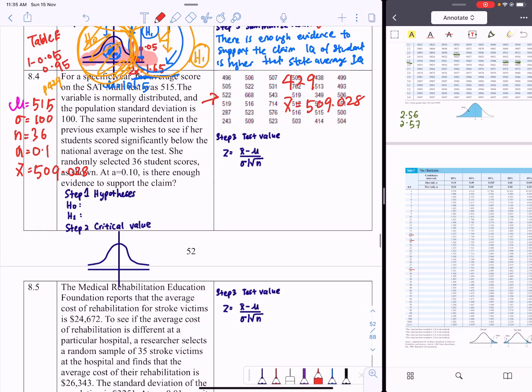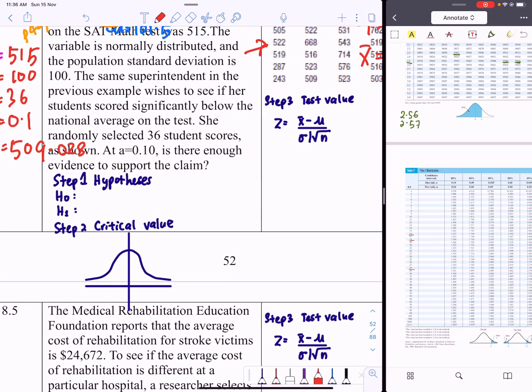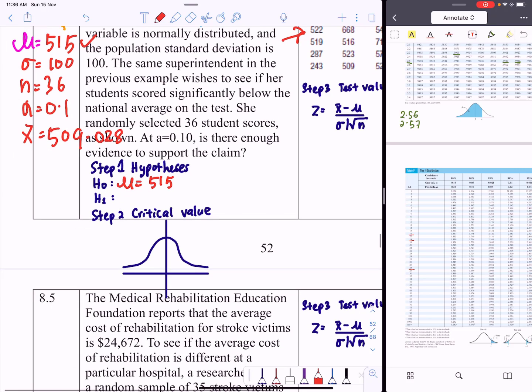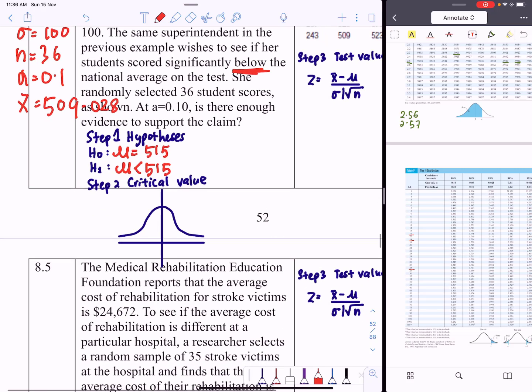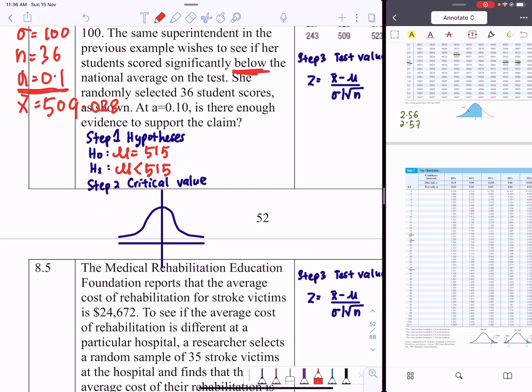Okay, we go to step 1, hypothesis. We need to write the hypothesis, the null hypothesis, and also the alternate hypothesis. We have the mean equals 515 for the null hypothesis. And for the alternate hypothesis, when it says below, it is less than 515. Now we move to the critical value, alpha 0.1, below. When it is below, it is the left tail.